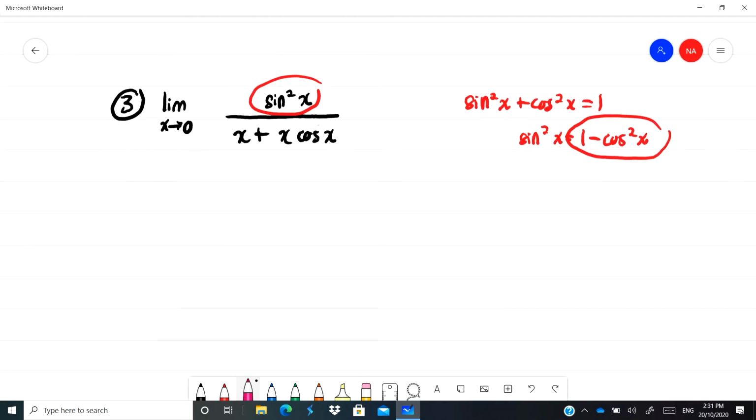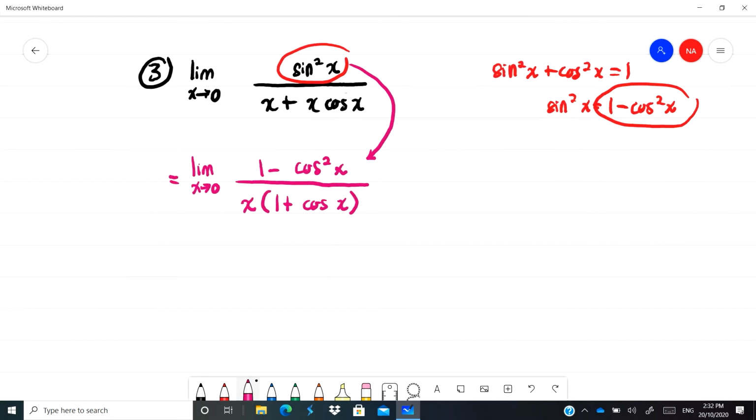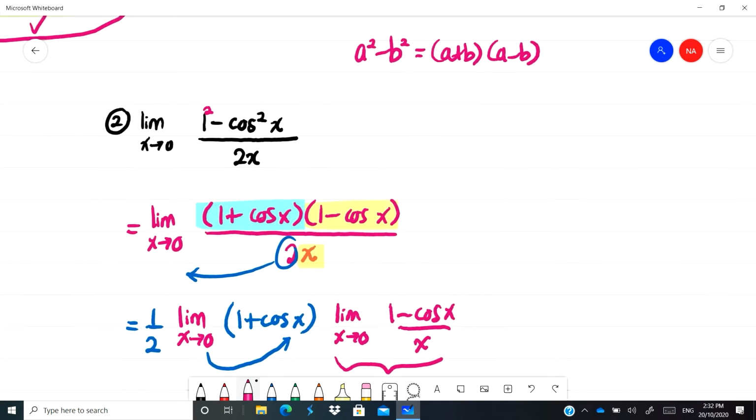Firstly, we'll have the limit as x approaching 0 of (1 minus cos squared of x). Note that this one has already been changed to this. At the denominator we have to factorize x, so we'll have x(1 plus cos of x). So it's almost the same as this part.